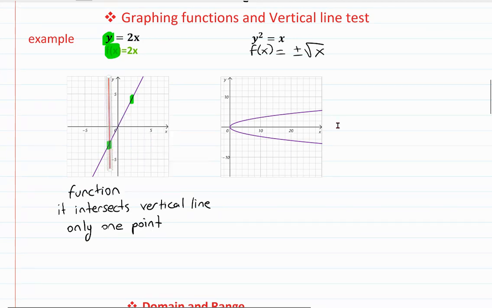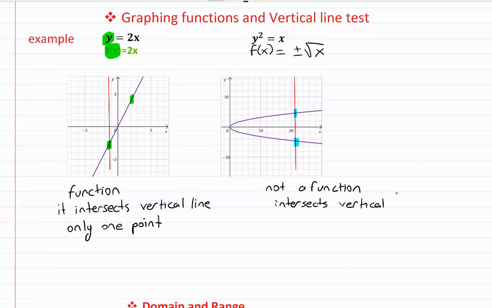Let me use the same vertical line here. So when I put this vertical line on the graph anywhere, let's say I put it here, as you can see, it's intersecting the function in 2 points, 1 point here and 1 point here. So we say this is not a function, because it intersects the vertical line more than 1 point.